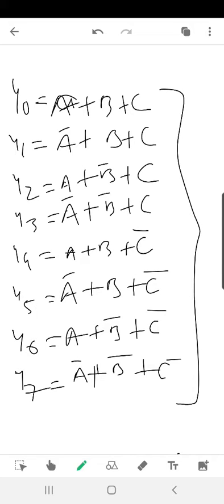These are our expressions in POS form for our active low decoder. Now we will try to implement one function using our active low decoder.